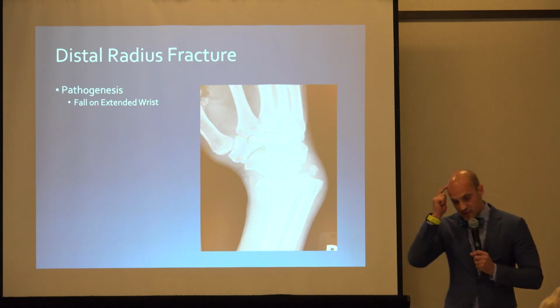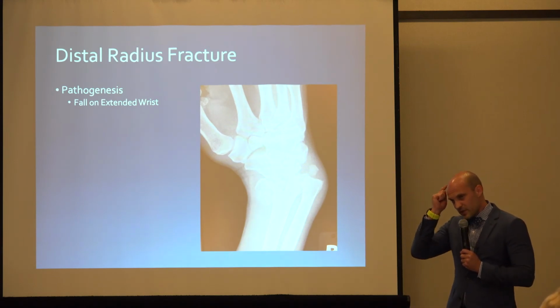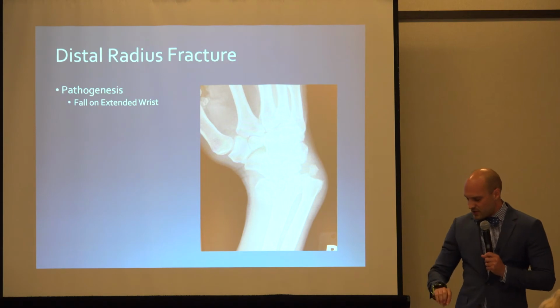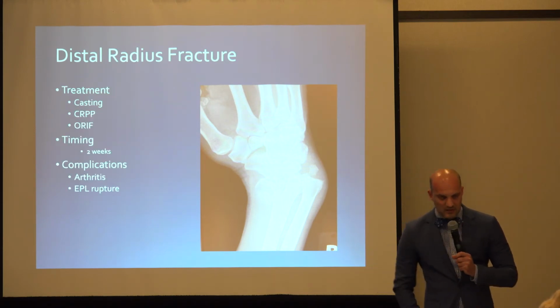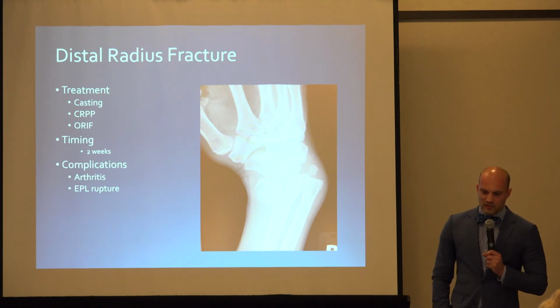So distal radius fractures, this is also an extremely common work injury. Anyone that falls on an extended wrist, they fracture the end of the wrist. Treatment: casting, closed reduction percutaneous pinning, or open reduction internal fixation.